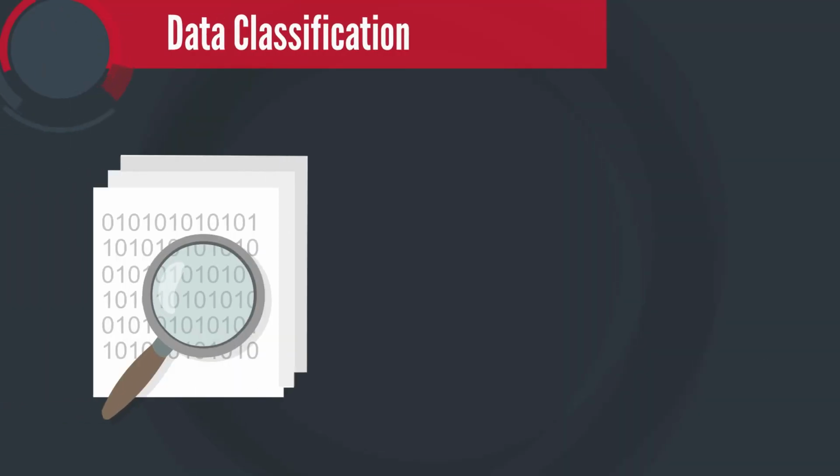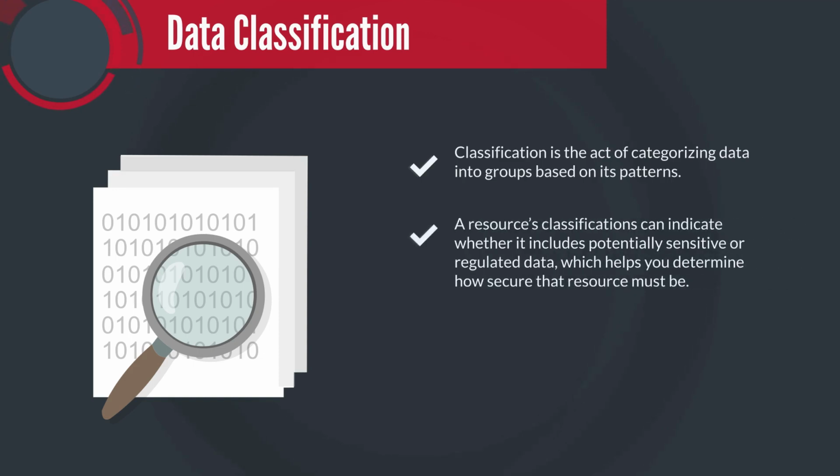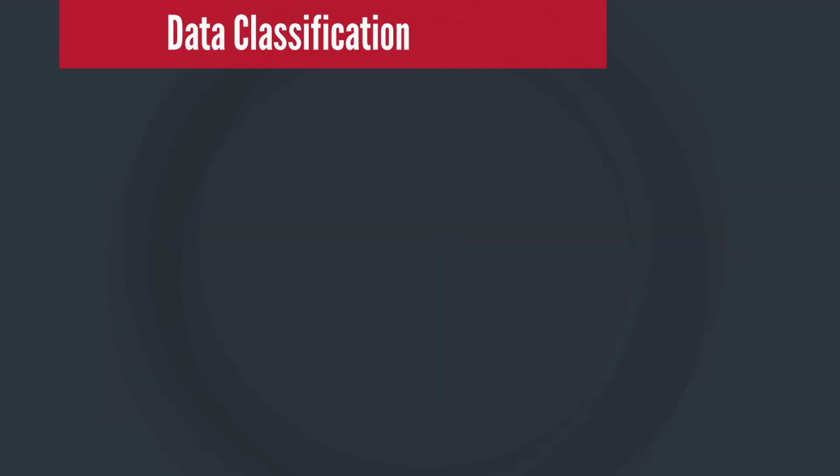To determine whether a resource is considered high risk, you need to know the classification of its data. Classification is the act of categorizing data into groups based on its patterns. A resource's classifications can indicate whether it includes potentially sensitive or regulated data, which helps you determine how secure that resource must be. For example, a resource classified as having social security numbers is of concern because they're considered personally identifiable information and are protected by government regulations.